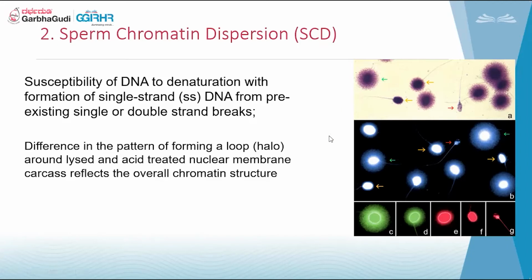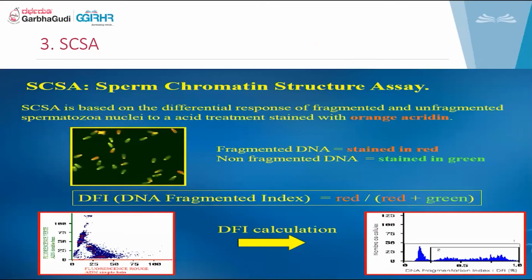You can see a halo forming around lysed and acid-treated nuclear sperm, which reflects the chromatin structure. So big halo, medium halo, and then small, and these are the degraded ones. We count how many big halos are present. That is the percentage of intact DNA. Next is the SCSA method, the sperm chromatin structure assay. Here again we use acridine orange. You can see orange and green. We see how many red are present; that is the percentage. Even this method is not commonly used. We need flow cytometry for this.